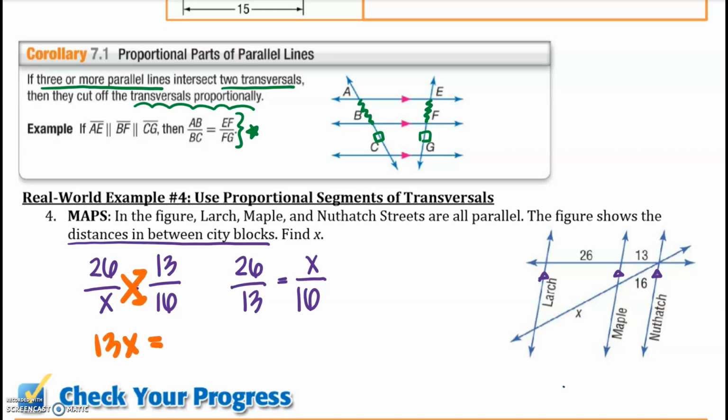13x is equal to 416. So the distance between the 2 streets is going to be 32, we'll call it miles, maybe? That probably doesn't seem right, but we're just going to go with it. If you will stop your video and check your progress.